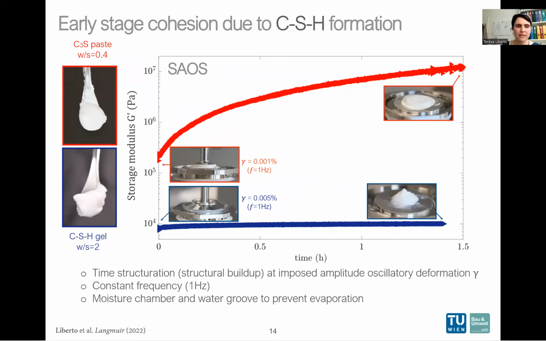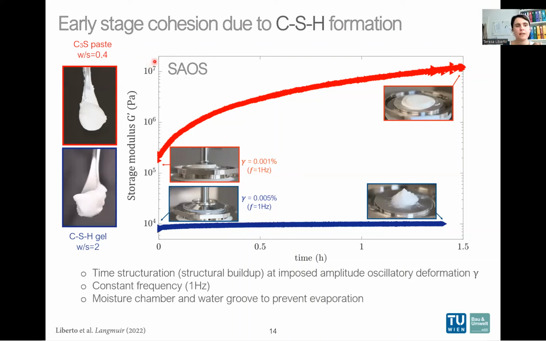formation of a C3S paste and a CSH gel, in which, spoiler, CSH is already formed. In the C3S paste, we mix C3S powder, the pure one, and distilled water. The CSH gel instead is made in the lab, and it takes a couple of weeks to form and be completely reactive. We do a time structuration, imposing a small amplitude oscillatory deformation gamma, that you have here, at a constant frequency, and we use a Mossberg chamber surrounding the plate to avoid evaporation.